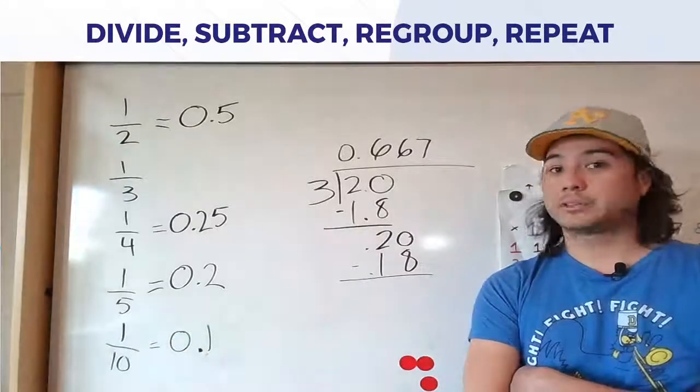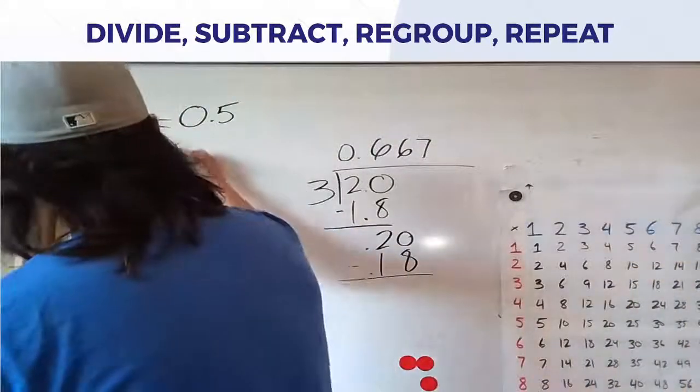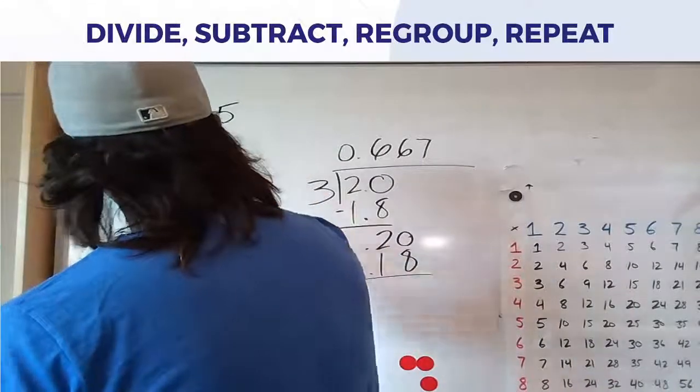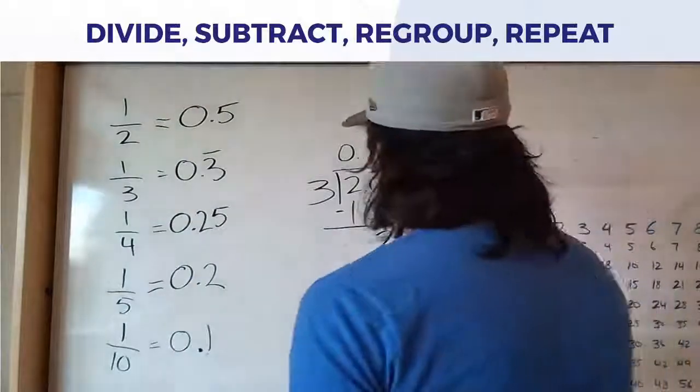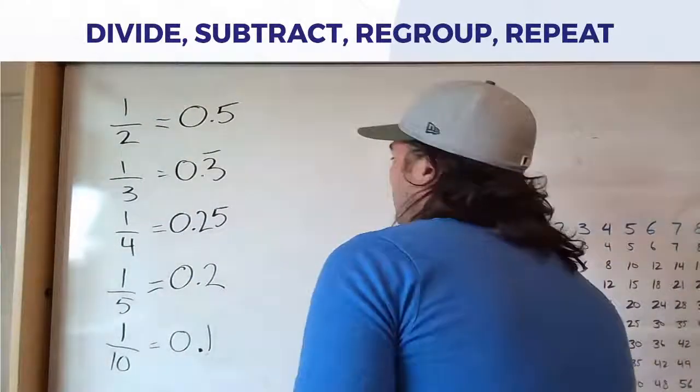So 1/3 equals 0.3 repeating. 2/3 equals 0.6 repeating.